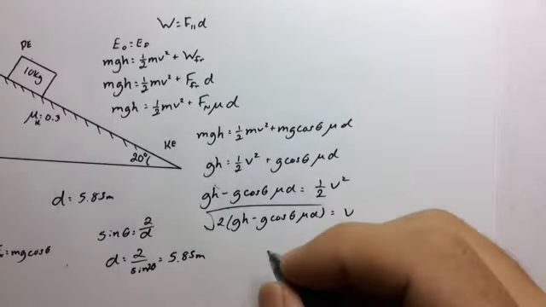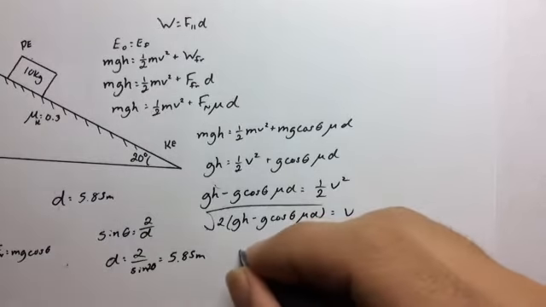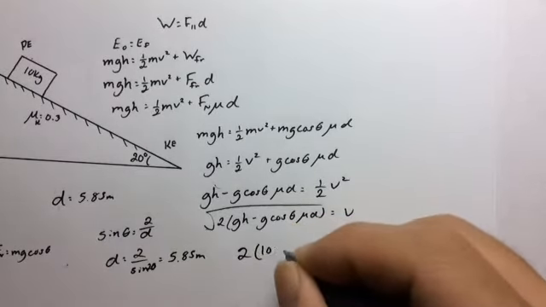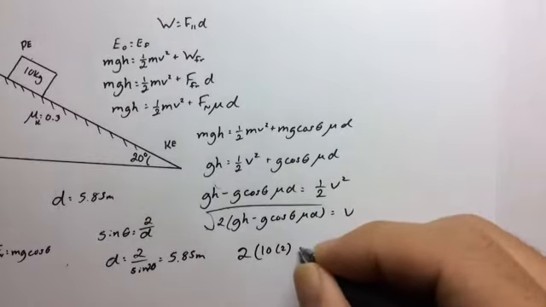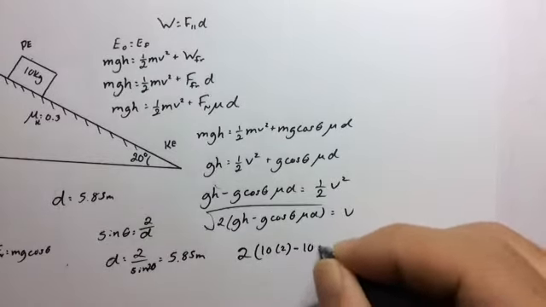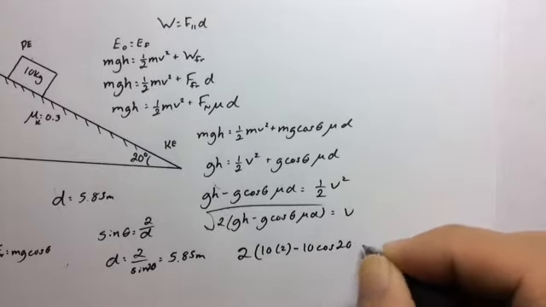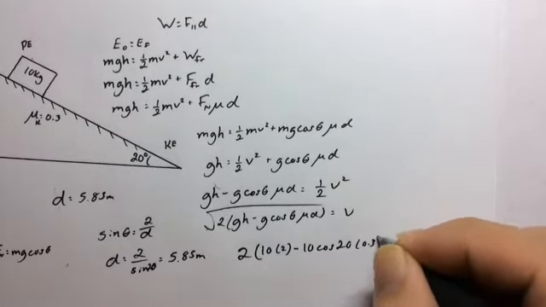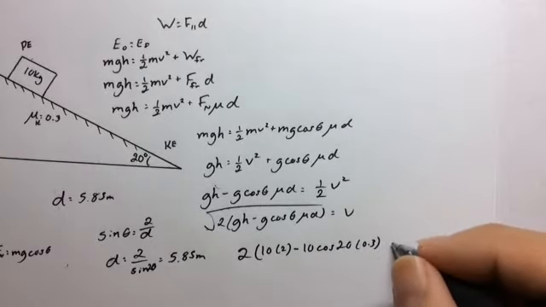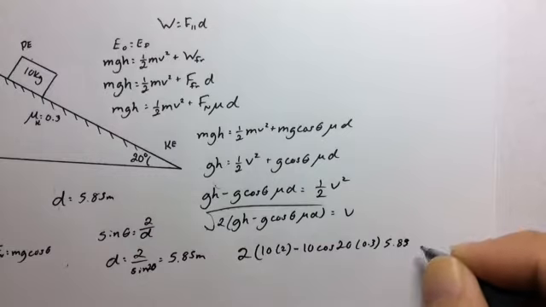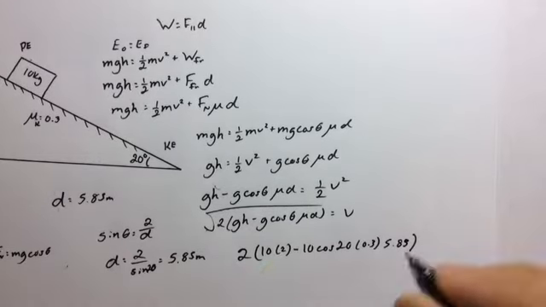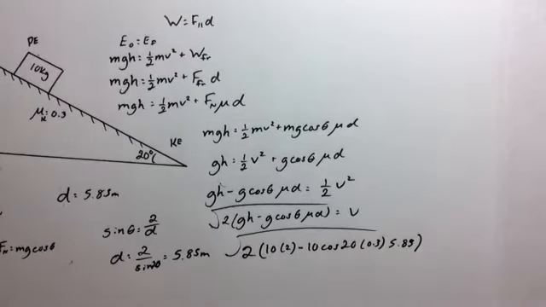Okay, and so plugging in numbers, we've got 2g, let's make it 10, the h is going to be 2, and that's going to be minus 10 cosine of 20, multiply that by mu, which is 0.3, times d, which was 5.835, and that's all within this big parentheses, multiplied by 2, and we square root that.